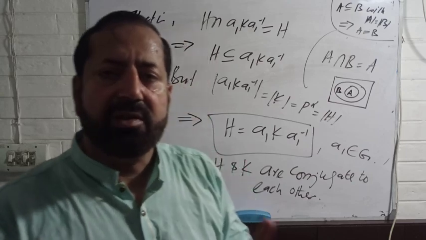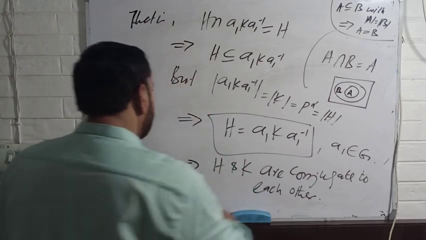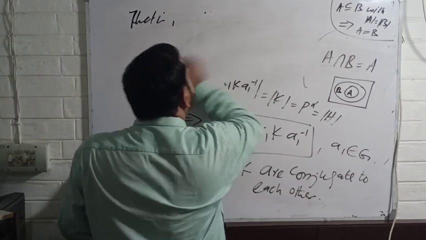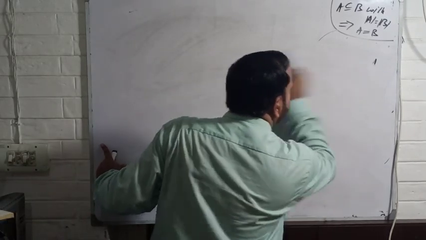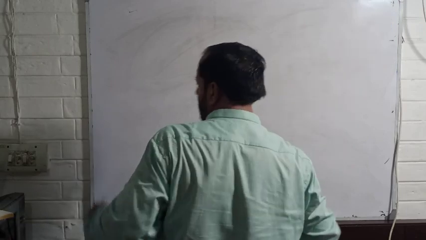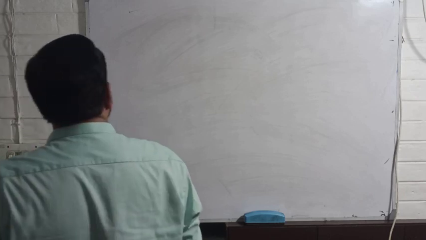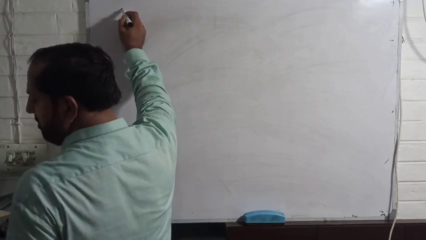Now we have a few of its consequences, corollaries. The first corollary is: a finite group G has a unique Sylow P subgroup if and only if it is normal. So simple corollary.